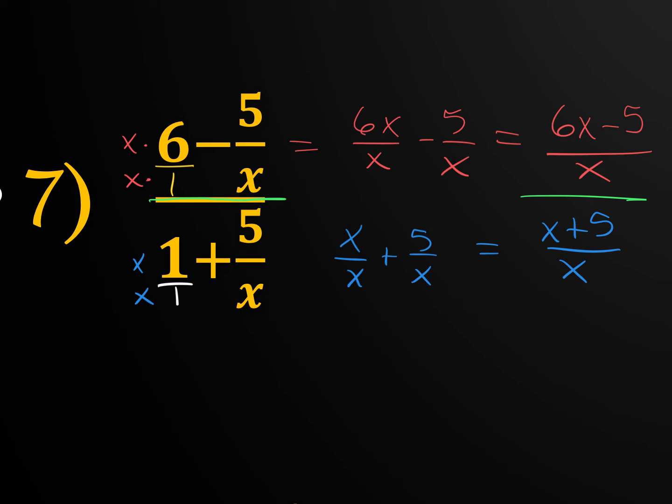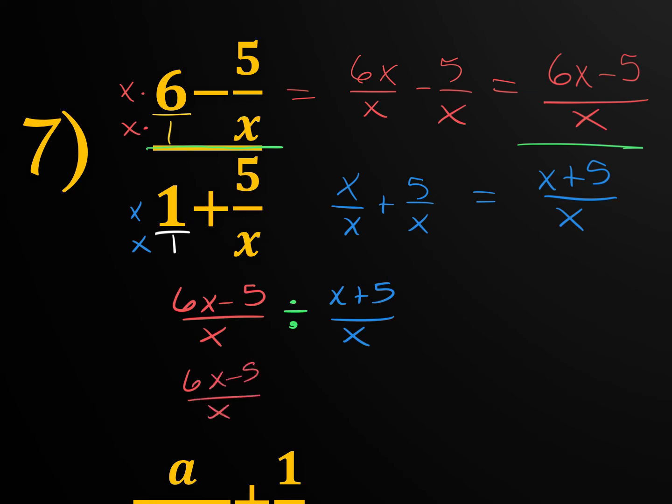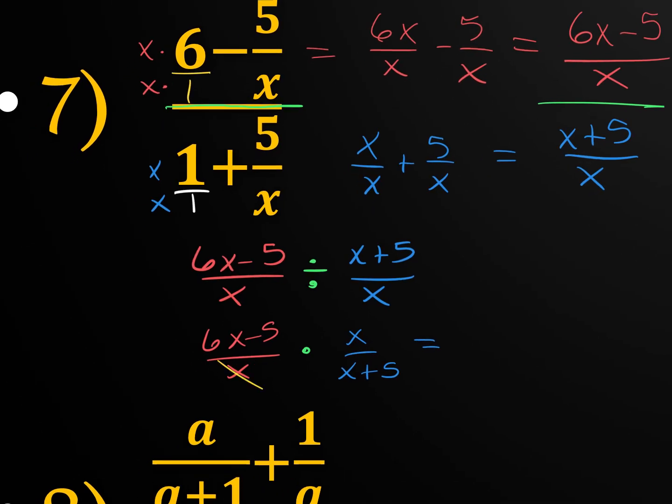So now I need to do the keep, flip, change. I'm dividing the red by the blue. So I have 6x minus 5 over x divided by the blue. And again, I'm going to keep, flip, change the blue. So the red stays. Change the division to multiplication. Flip the blue upside down. And now I'm going to look for things to simplify. The only things that simplify here are going to be the x's. And then you're left with 6x minus 5 over x plus 5. Again, do not try to cancel the 5's.